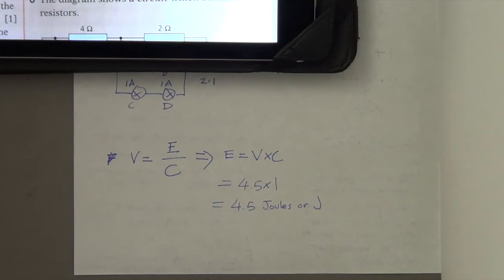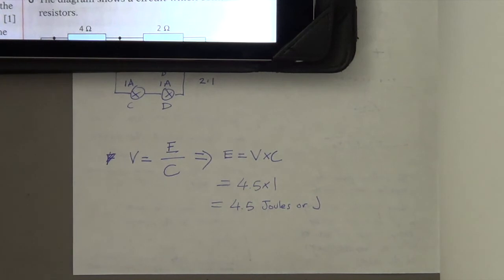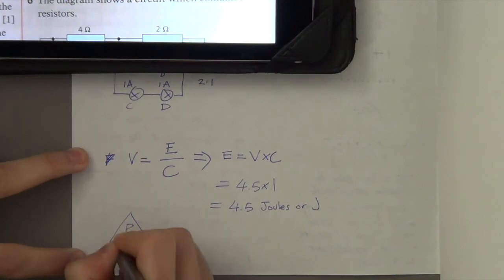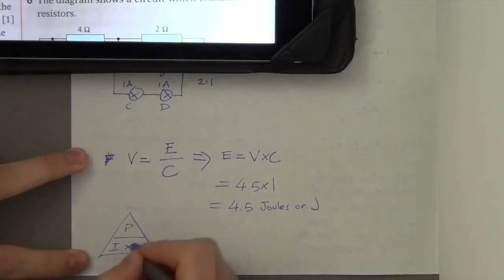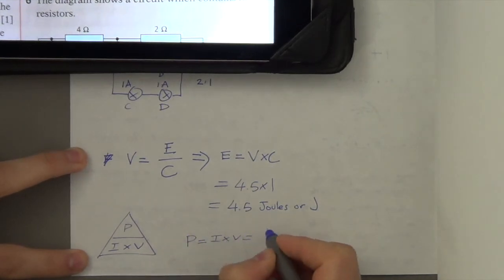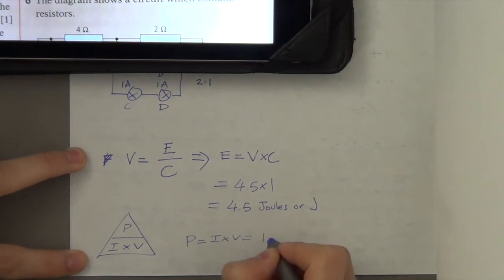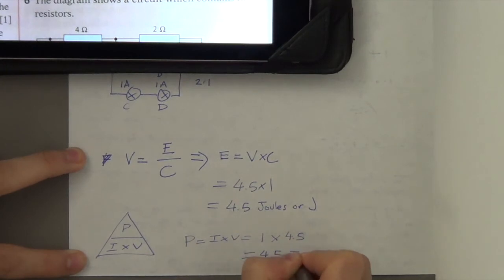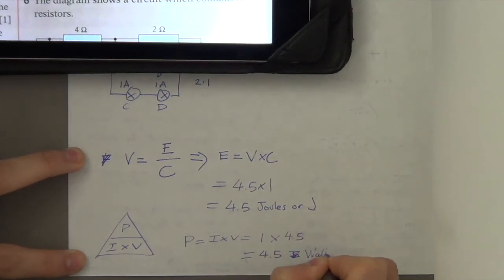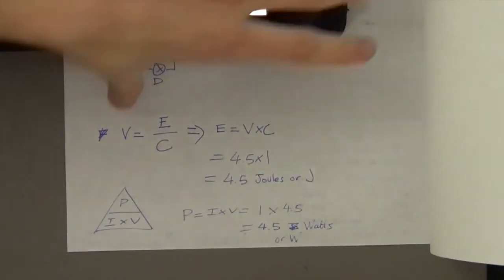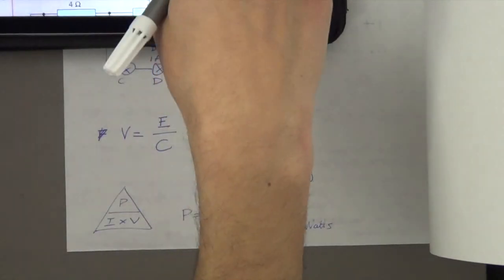Next question. How much power is developed in a battery of EMF 4.5 volts when a current of 1 amp is passing through it? We need to use this equation, or this triangle. Power equals current times voltage. So power equals I times V, which is 1 amp times 4.5, and that is 4.5 watts. Okay, 4.5 watts is the answer.